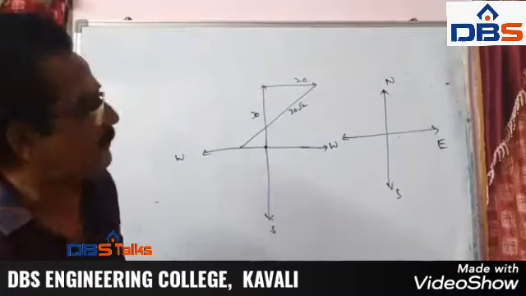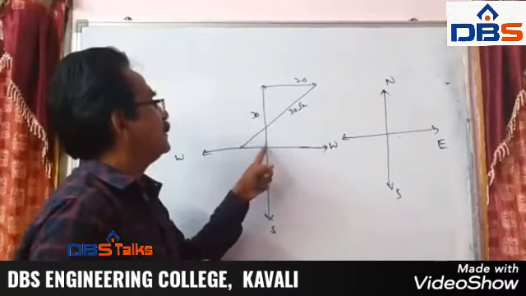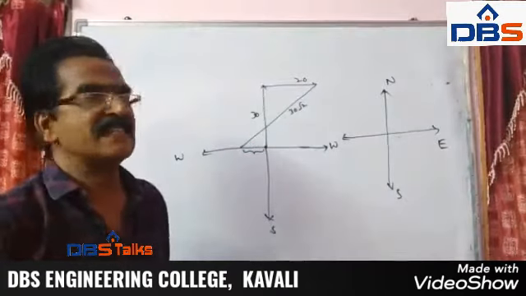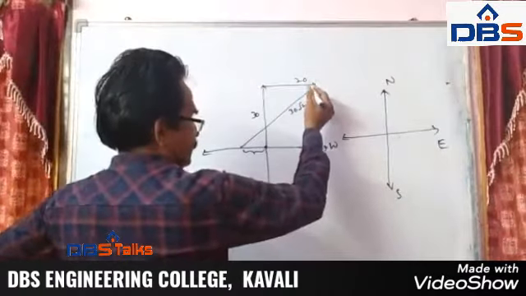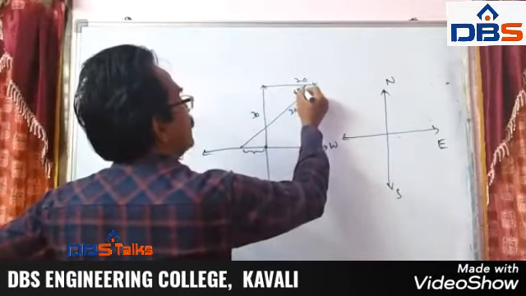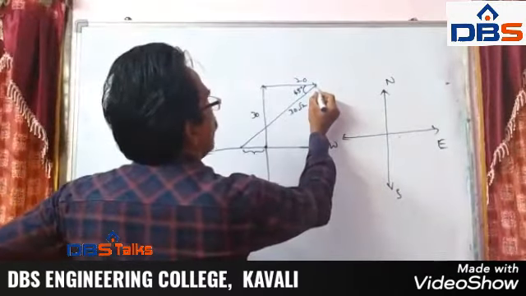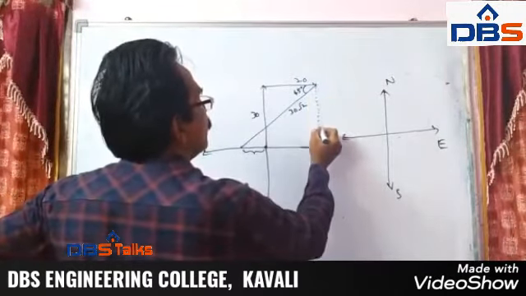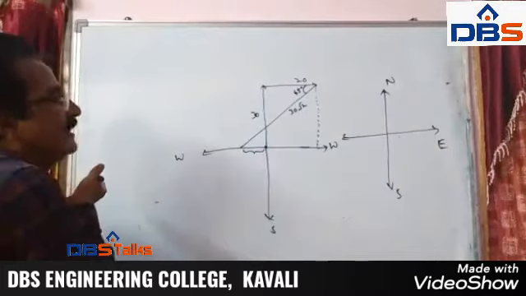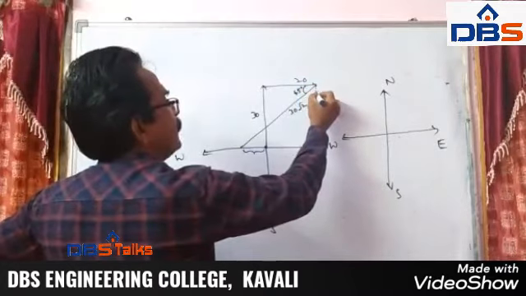What is the problem? The displacement of the person from the origin. So this is the origin. We want this distance. See here, friends, this angle is 45 degrees. How? If you join this line, in the southwest direction, this angle will be 45 and this angle will be 45.